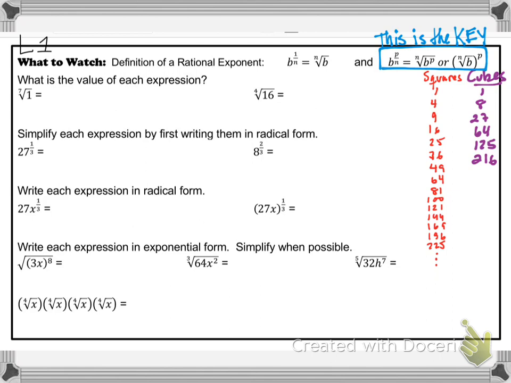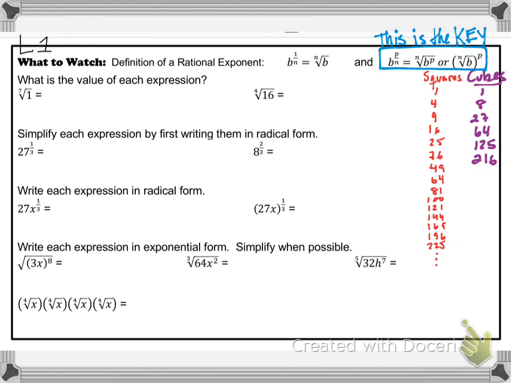So the top part of a fractional exponent is the power, which you can take the power of the number before or after you take the root. And the bottom number, or the bottom piece, is the root. So if that was a 1 over 3, you're taking the cube root. If it's a 1 over 2, you're taking the second root, or square root.